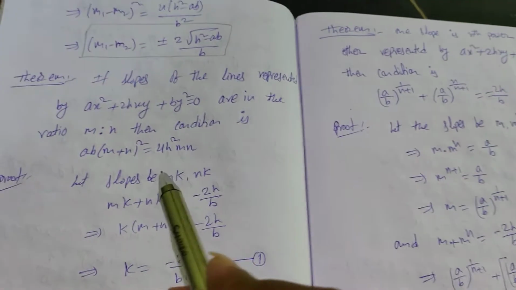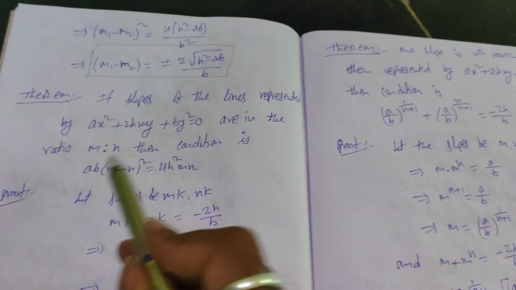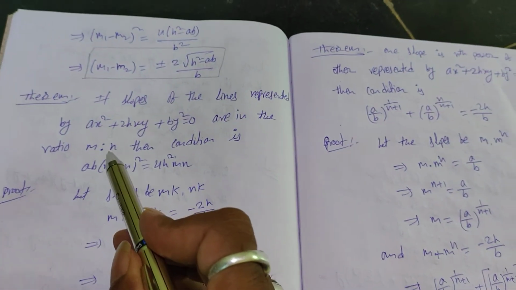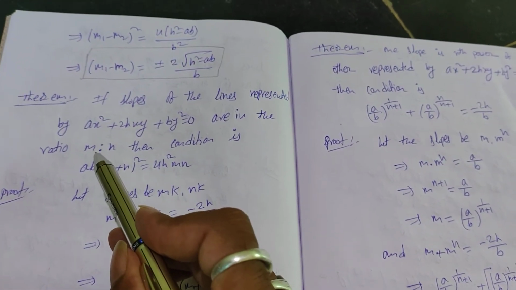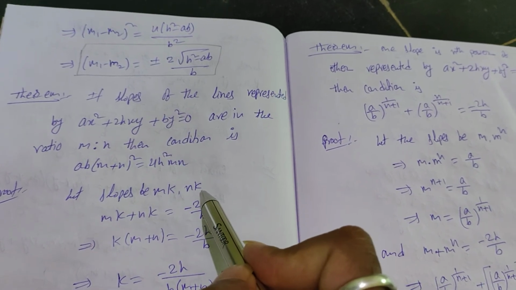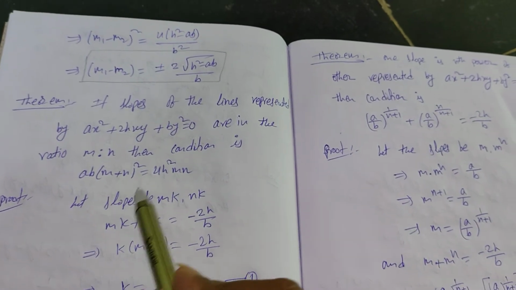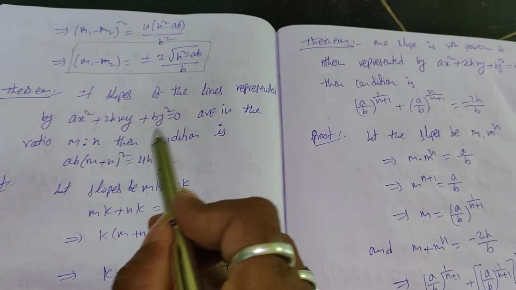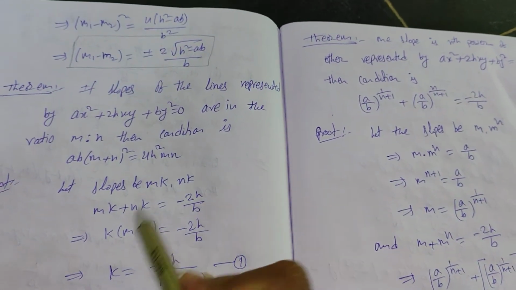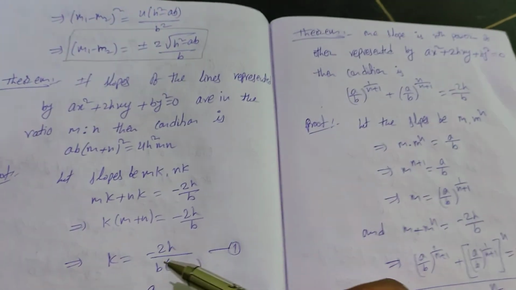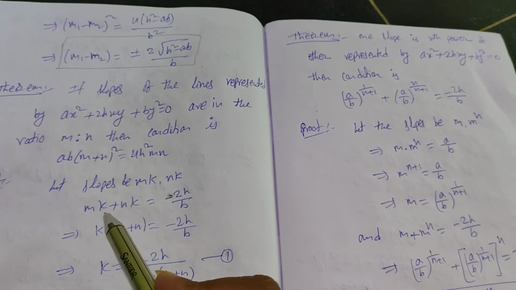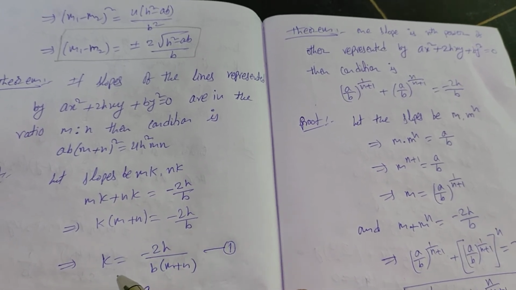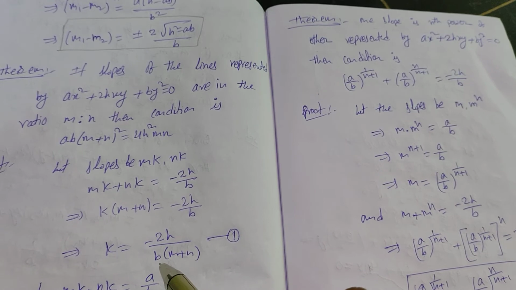Okay, so let the slopes be, since the slopes are in the ratio m is to n, mk comma nk according to ratio and proportion. Okay, we know very well, so now we know that the sum of the slopes mk plus nk is equal to minus 2h by b. After that we go for the product of the slopes. If you take k common, we have k times (m plus n) is equal to minus 2h by b. So k is equal to minus 2h by b into (m plus n).